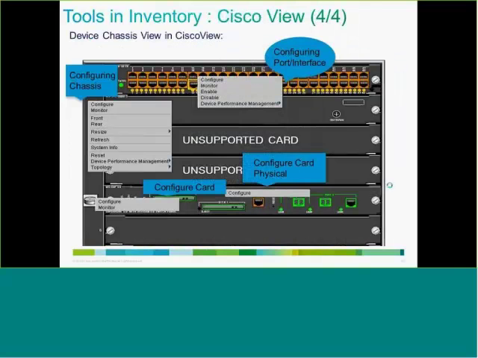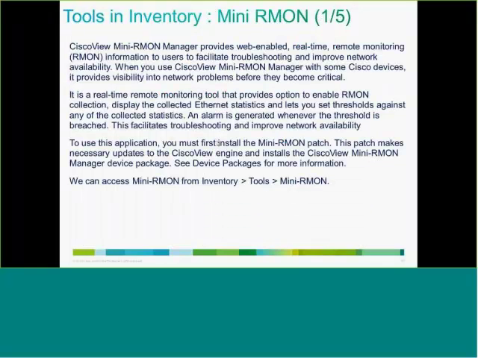Cisco View is a very simple application under inventory, a tool using which we can configure and see the devices as they are. It requires device packages, so if some of the device packages are not updated, it will show unsupported here. Like I'm running a NAM3, which is not showing because the device packages aren't updated or the device is not supported.